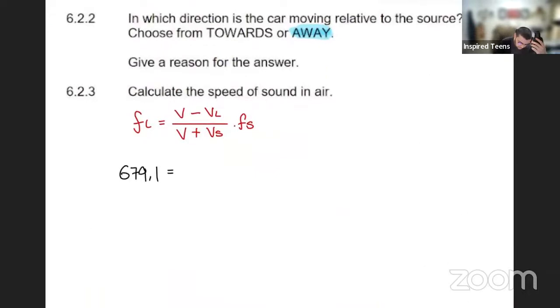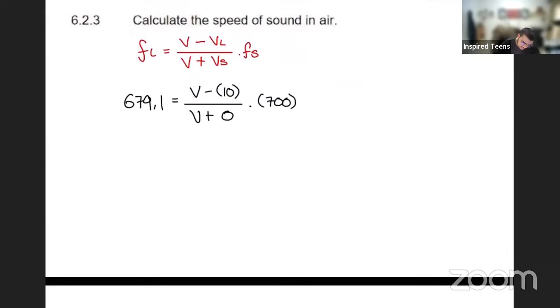679,1 is equal to V, which is what we want to calculate, minus the velocity of the listener, which is 10 at that point, divided by V, which is what we want to calculate. The velocity of the stationary source is 0 at all times. Then we have the frequency of the source. This was 700. Okay, so let's just simplify it.